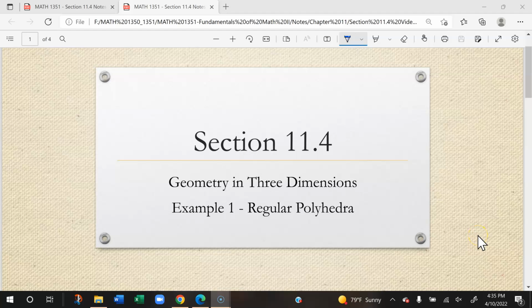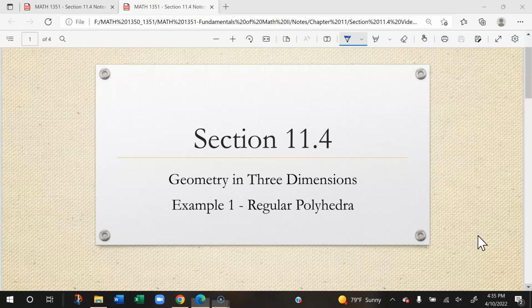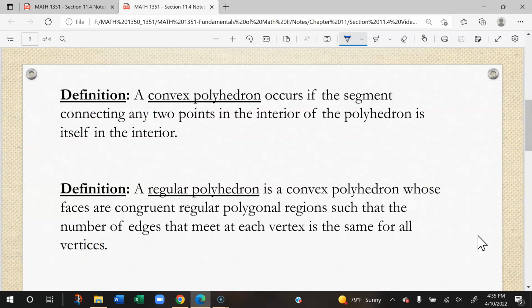Let's look at regular polyhedra. A regular polyhedron is convex, which occurs if the segment connecting any two dots in the interior of the polyhedron is itself in the interior. So, meaning that we don't have a concave. It's not going to cave in sideward, okay? A regular polyhedron is convex. Remember that a regular polygon is a convex item.